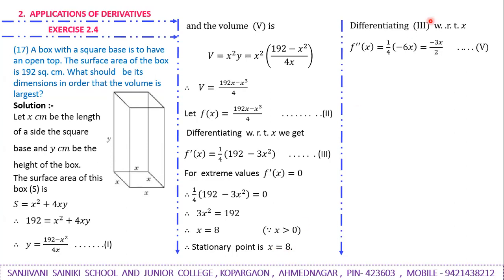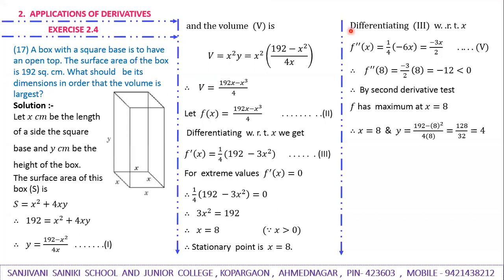Now differentiating this equation 3, so that we obtain the second order derivative, it is minus 3x upon 2. So the second order derivative at x is equal to 8 is minus 12, which is less than 0. So the function will have a maximum value at x is equal to 8. By the second derivative test, f has a maximum at x is equal to 8.